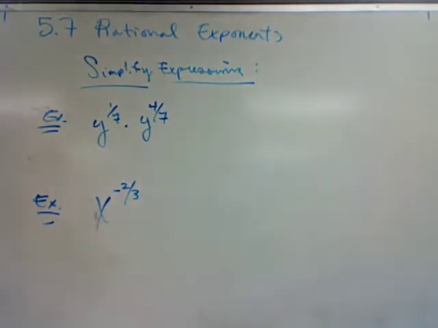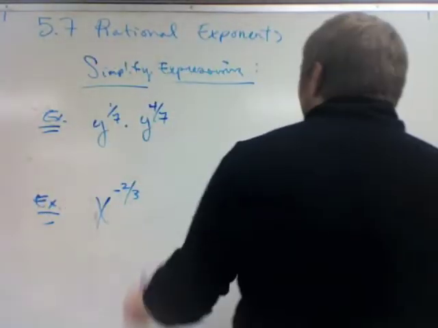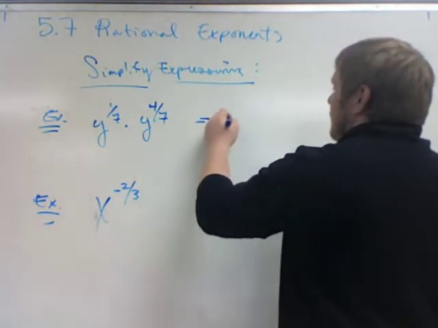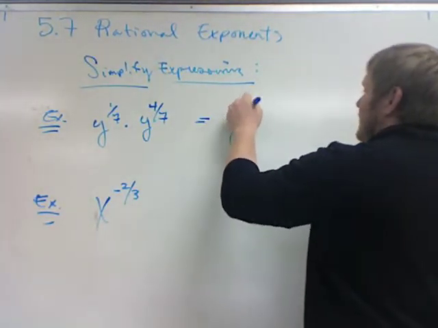Two more last ones here. Simplifying expressions. When you multiply powers, especially with like bases, what are you supposed to do with the exponents? Add. Yes. Good job. Add. All right. 1/7 plus 4/7 makes this easy to simplify, and you get y to the 5/7.